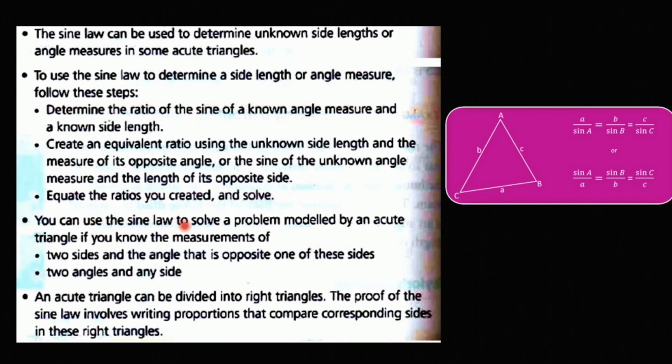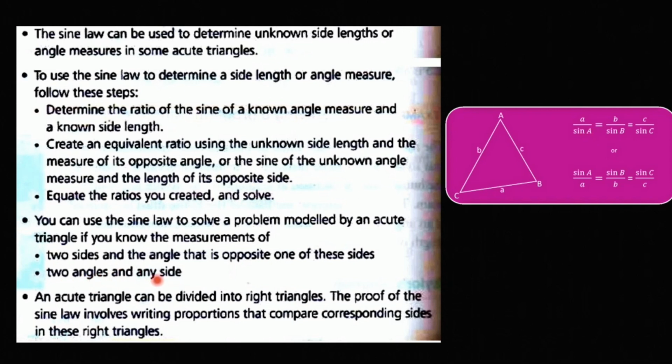And you can use sine law to solve a problem modeled by an acute triangle if you know the measurement of two sides and the angle that's opposite one of these sides. So look at these ratios. A over sine A equals B over sine B. If we know two sides, for example, we know A, we know B, and if we know the angle opposite one of the sides, say sine A, we can find out sine B, angle B. If we know sine B, we can find out sine A. And further we can find out angle A.